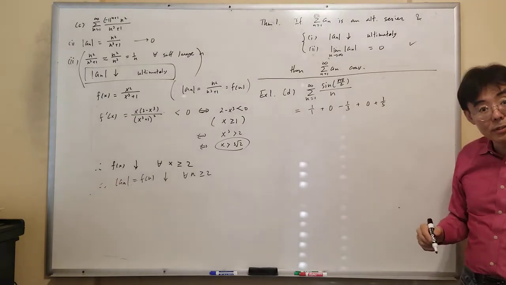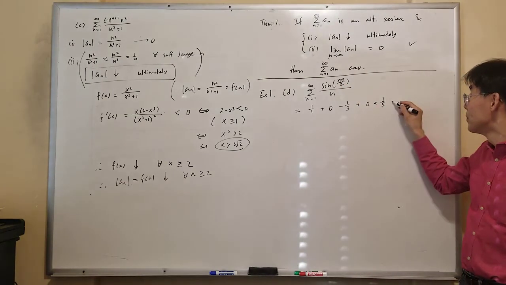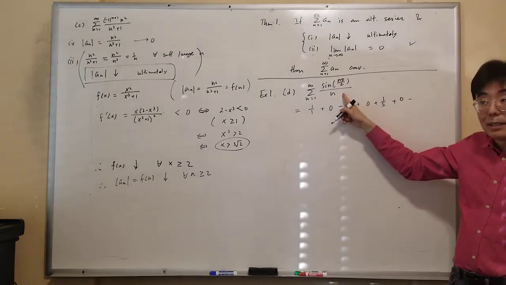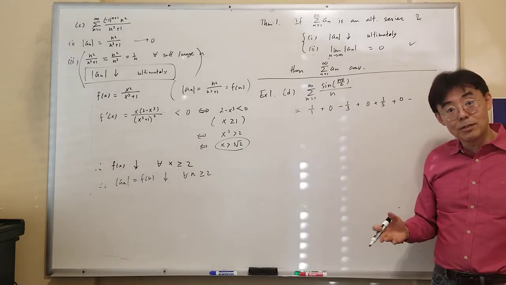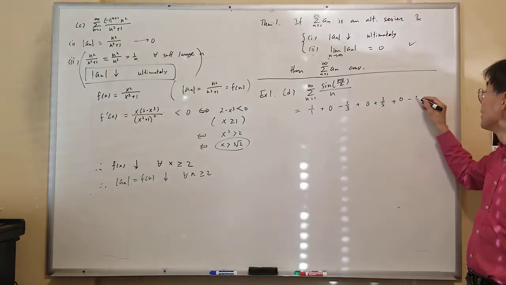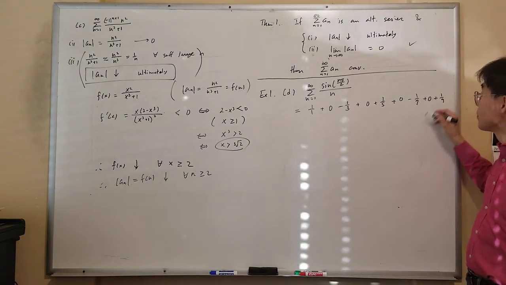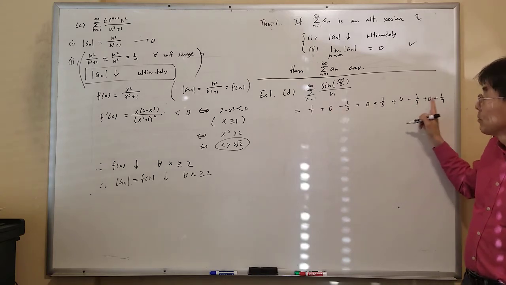n equals 6, 3 pi. Sine 3 pi is 0. And then n equals 7. 7 pi over 2 is coterminal to 3 pi over 2. Again, minus. You see a pattern? Every even term is 0.